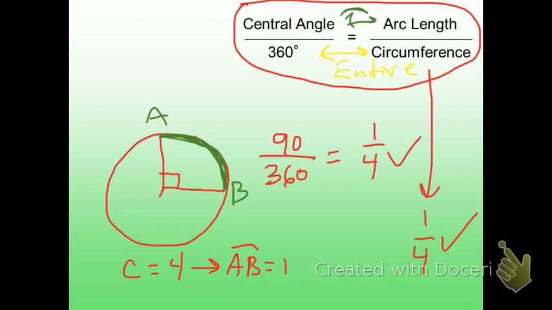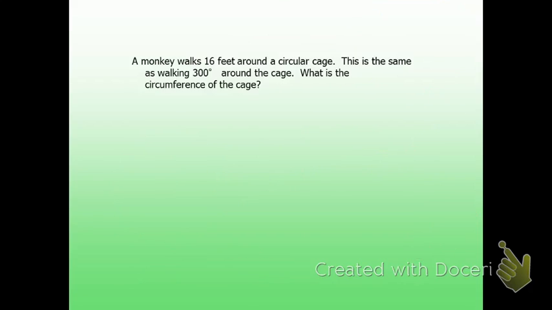Alright, so let's try a couple problems, and all we're going to do with these problems is use this proportion I just explained to you, plug in what we know, and solve for what we don't know. So a monkey walks around the circular cage. This is the same as walking 300 feet around the cage. What is the circumference of the cage?